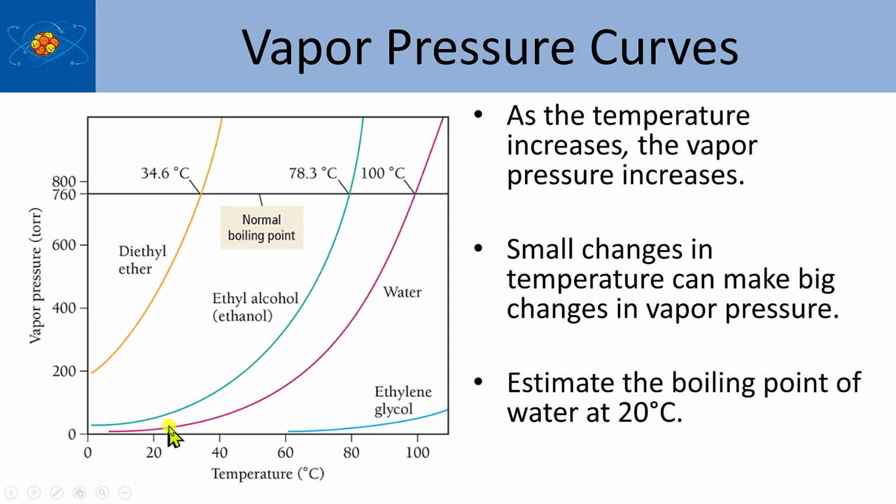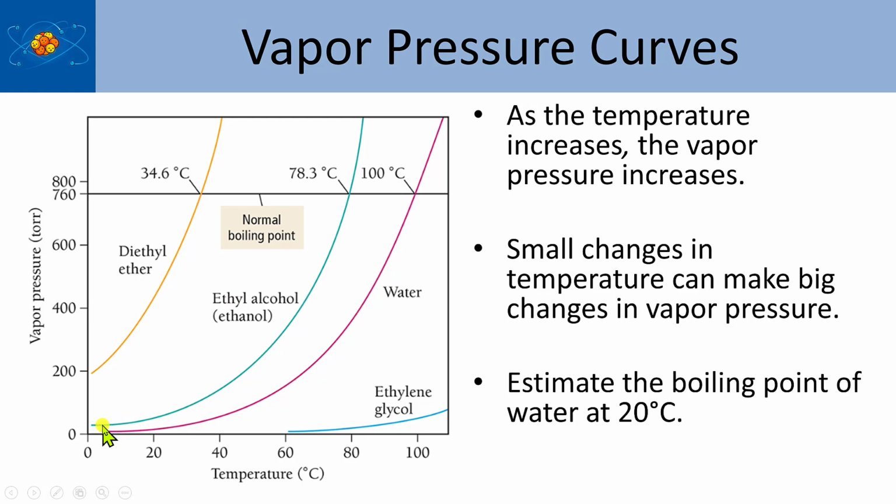And then as the temperature increases, the rate at which the vapor pressure increases begins to increase. That is indicated by an increasing slope in the curve. So small temperature changes can actually have big changes in vapor pressure, especially when you're near the boiling point of the liquid. So take a look at ethyl alcohol now, right?